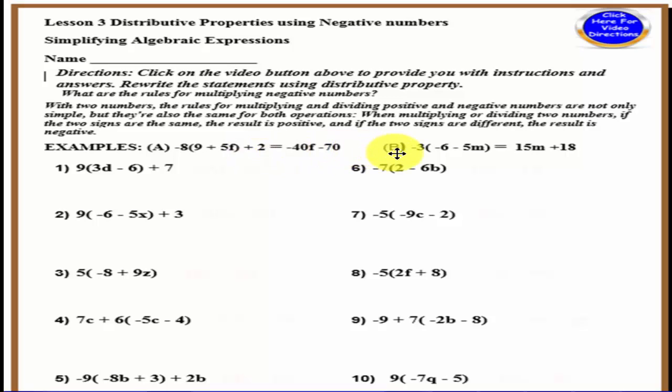Let's look at example B. We have negative 3 times negative 6 times negative 5m. Now, negative 3 times negative is a positive, right? Negative, negative. So we have positive 15m. Negative 3 times negative 6 is a positive.